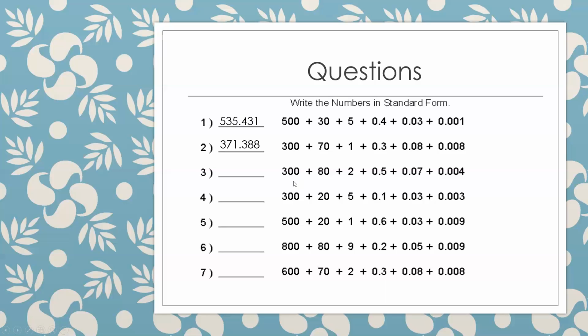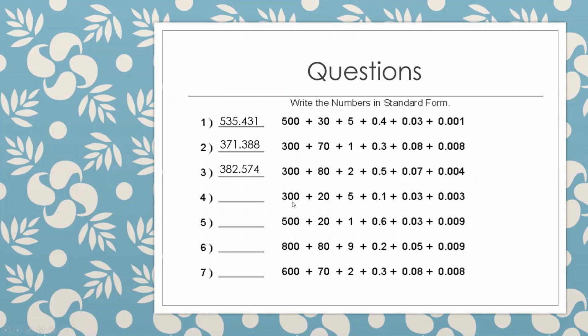Let's move on to the next question. Does anyone want to try the next question? Let's move on. Let's take the whole number again. 300 plus 80 plus 2 is 382. Fractional part. 0.5 plus 0.07 plus 0.004 is nothing but 0.574. So the answer will be 382.574.